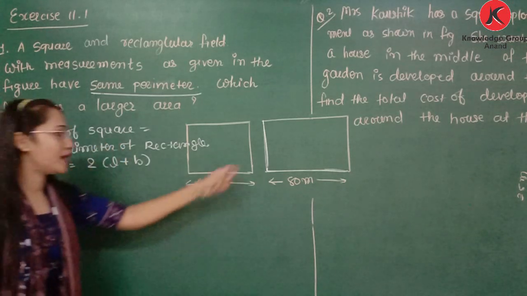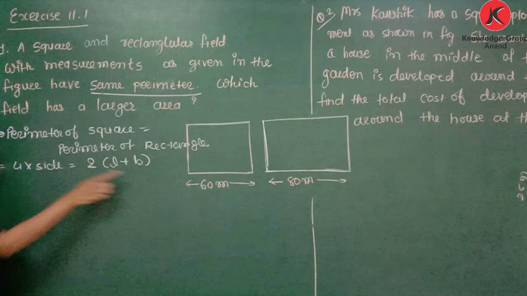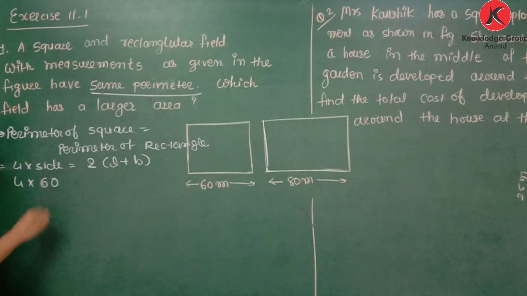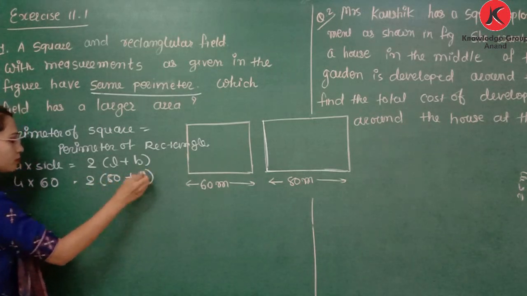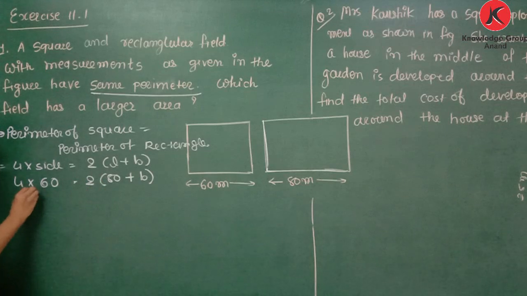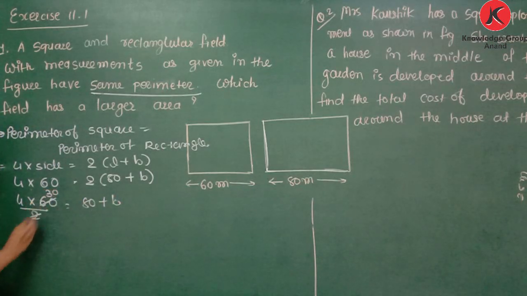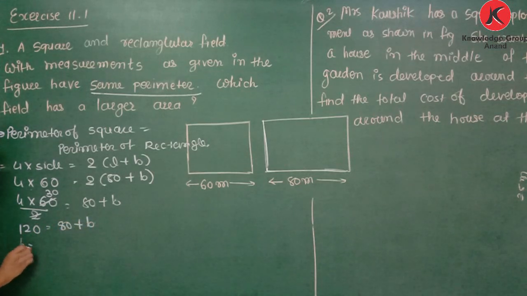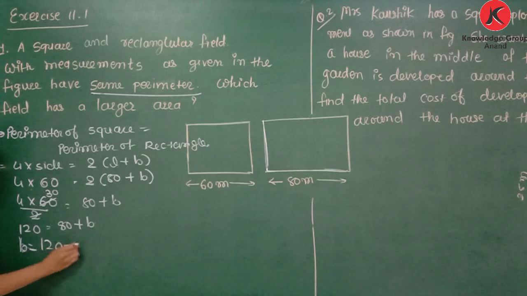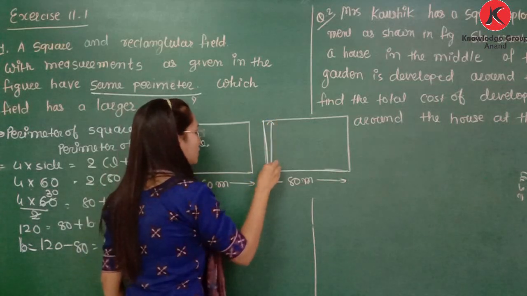Now in the figure, the breadth is not given but the length is given. So we can write all values in the equation. For a square, the side is 60 meters, so we write side 60. Length is given as 80, plus B. Now take 2 to the other side and divide. So it is 4 multiplied by 60, divided by 2, is equal to 80 plus B. So here it is 30. So 120 is equal to 80 plus B. So we can find B: 120 minus 80 is equal to 40 meters. So this side we found as 40 meters.